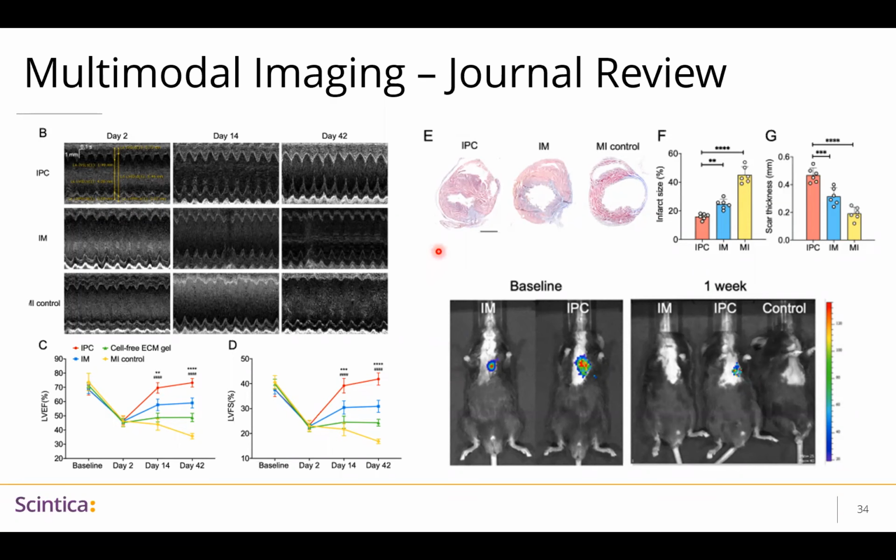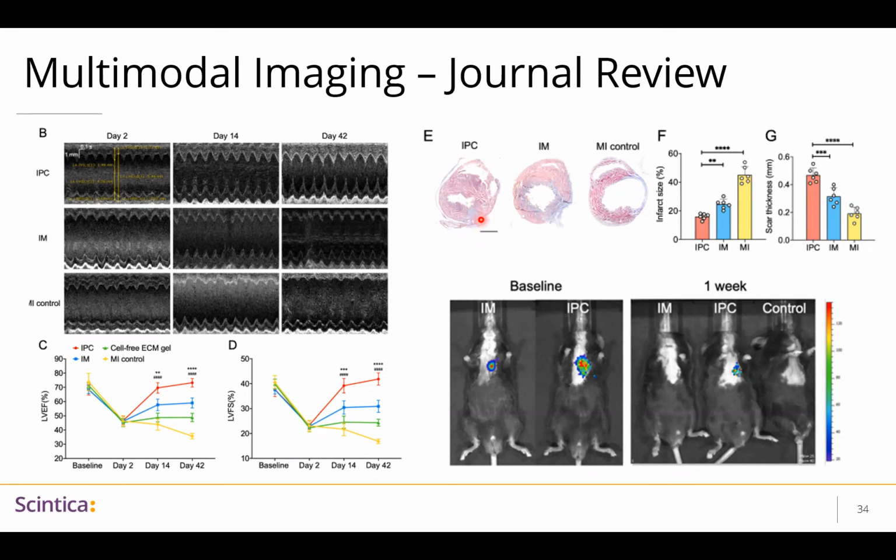Histology was also used to assess the infarct size. So with the IPC animal, there was the smallest infarct size that you see here and the biggest thickening. And in this case, thickening is what we want. The scar or the infarct area, as you can see on the control, typically thins out. So we want to maintain the normal thickness of the myocardium here.